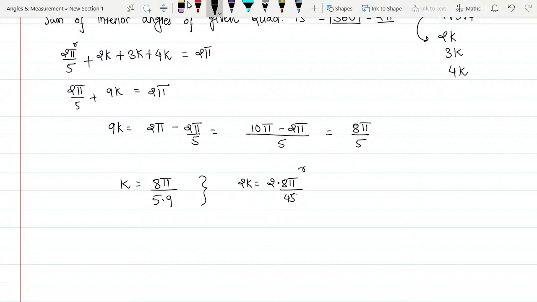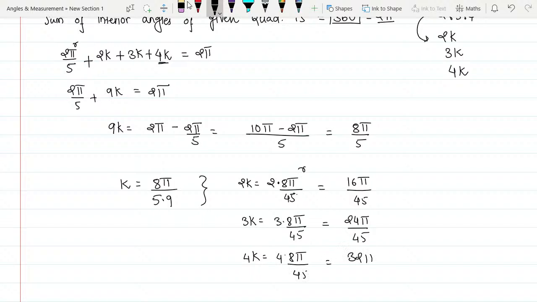Now what will be the next? We have 3k. 3k will be 3 into 8 pi by 45, which is 24 pi by 45. And the last one we have is 4k, which equals 4 into 8 pi by 45. This will be 32 pi by 45. Is it okay, everyone? Have you understood this question?